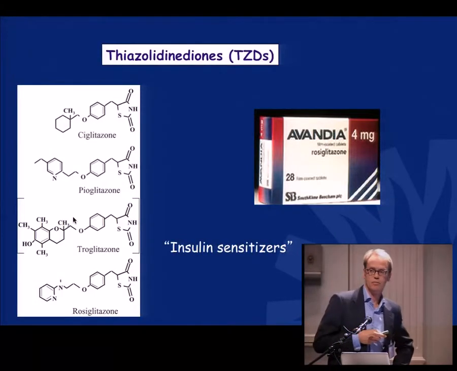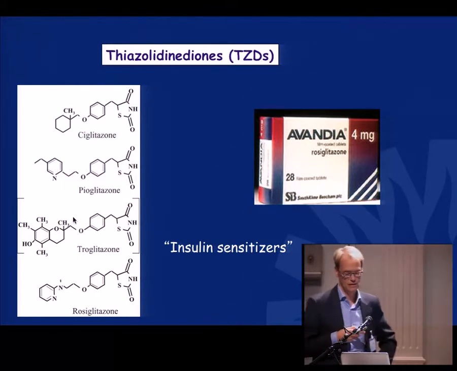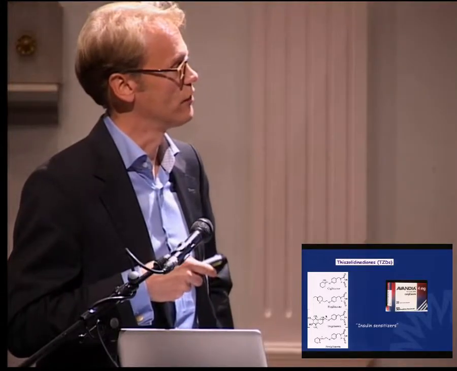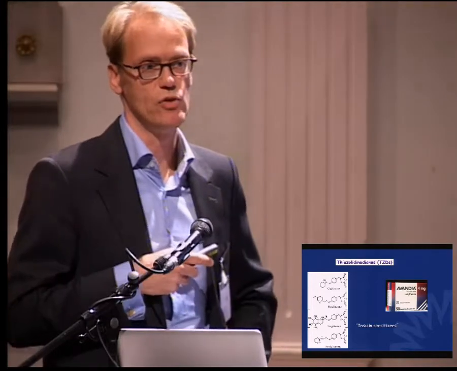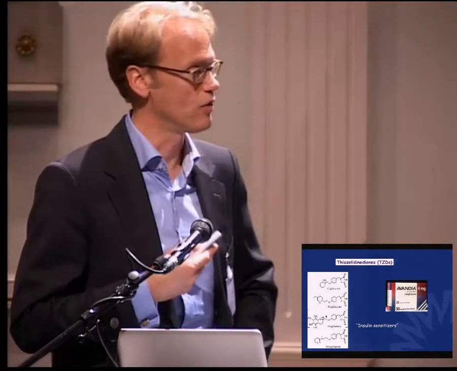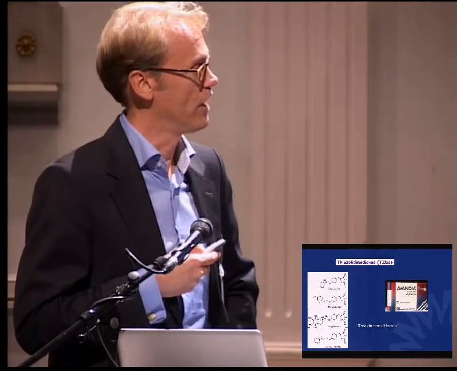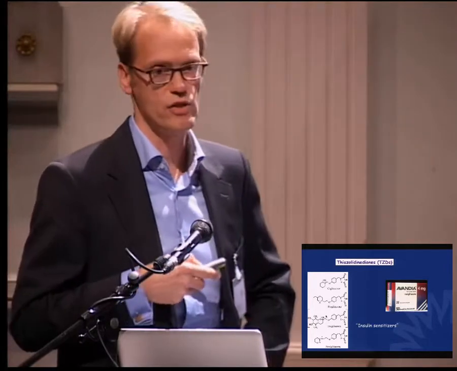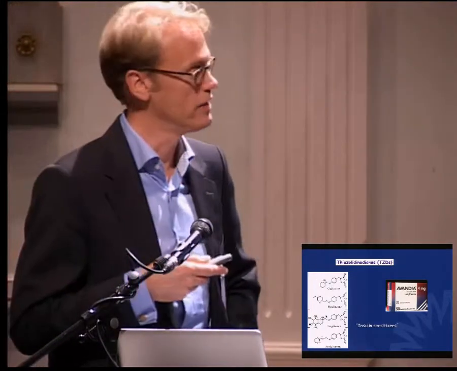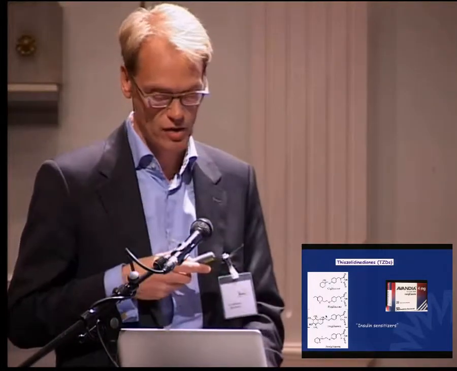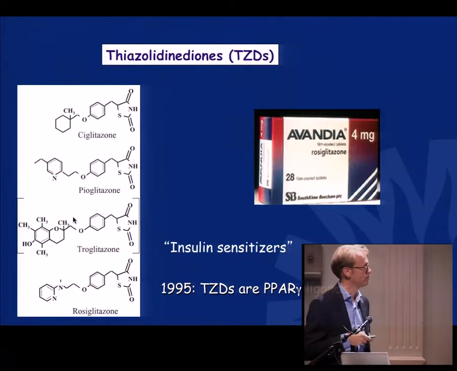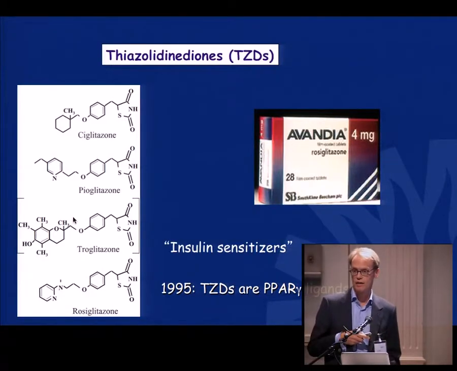Already almost a couple of decades ago, people realized that this class of drugs, these thiazolidinediones that had been used in the clinic already, but no one really knew what their cellular target was. And then in 95, people realized that these insulin sensitizers, so they make you again more sensitive to insulin, and thereby prevent you from developing full-blown diabetes, that these drugs in fact target one of these nuclear receptors, PPAR gamma. So these are really PPAR gamma ligands.